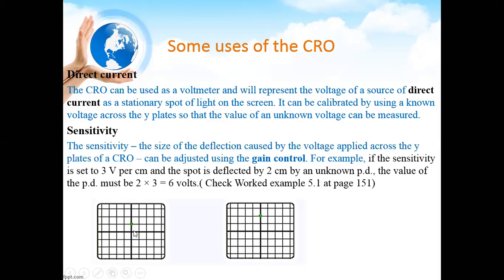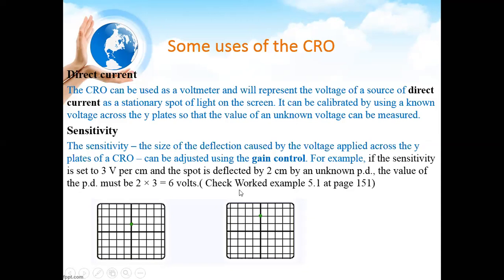If there is a deflection, and if it's 3 volt over here, and each square represents 2 centimeter, when you look for the peak voltage, what do you see over here? It's 2 squares. So each square represents 3 volt. So if it deflected by 2 squares, the peak voltage is going to be 6 volt.